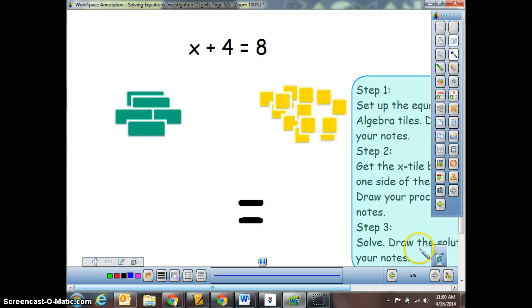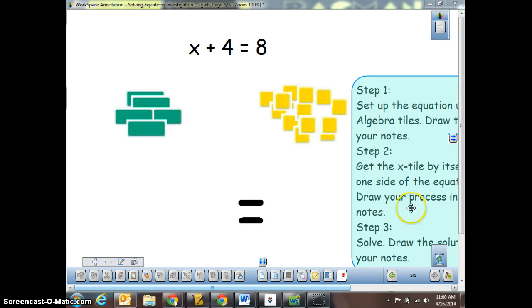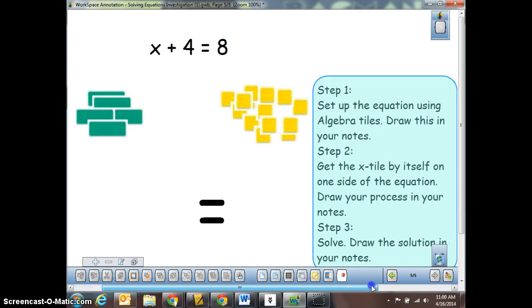Let's try it again. Here we want to set up our equation using algebra tiles. Draw this in your notes. Step 2, get the x tile all by itself and draw the process in your notes. Step 3, draw the solution in your notes. So you're going to have to draw this on your own. I want you to take out a piece of paper and physically draw this on your own.